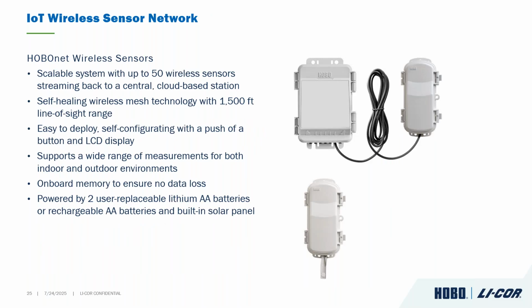So our new analog mode, which will allow you to incorporate multiple third-party sensors into your HoboNet system. The onboard memory on these sensors ensures no data loss, and they are powered by two user-replaceable lithium AA batteries, with a battery life of approximately 1 year.